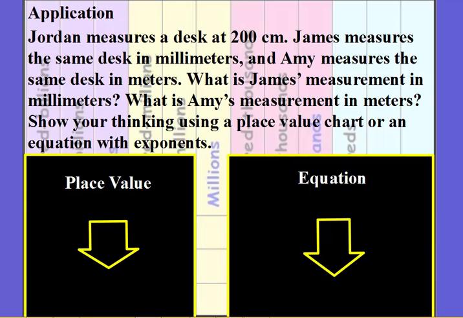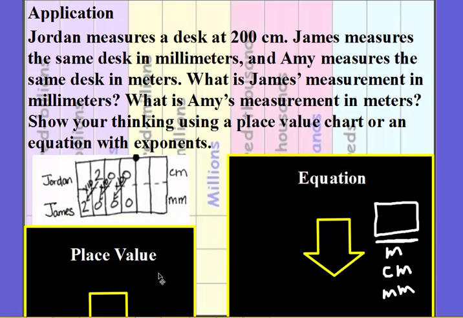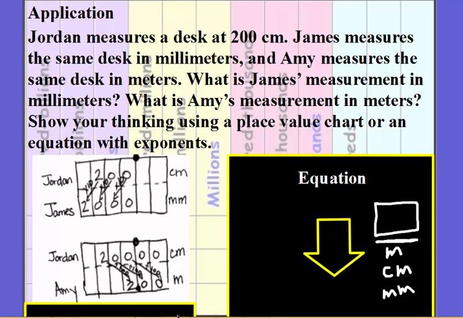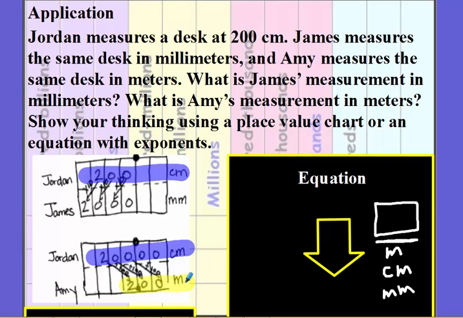Let's look. If they're all measuring the same desk, one person measures in meters, one in centimeters, and one in millimeters, does this desk length change ever? No, the desk length is always going to be the same size. They're just using different units. So let's see how we can use place value for that. Well, here I'm seeing centimeters and millimeters, and just show me how it's the same. I'm just increasing by a value of 10. Here I'm showing how that same centimeters right up here is the exact same as 2 meters.